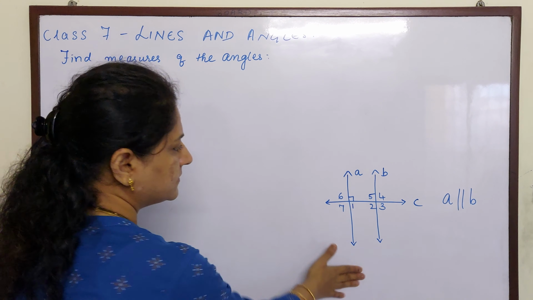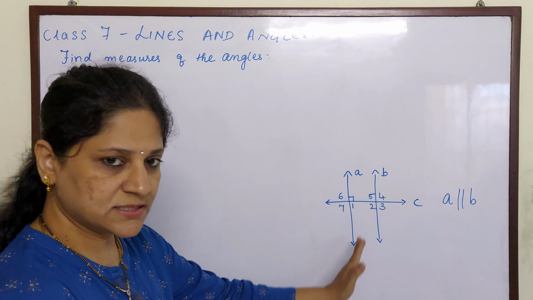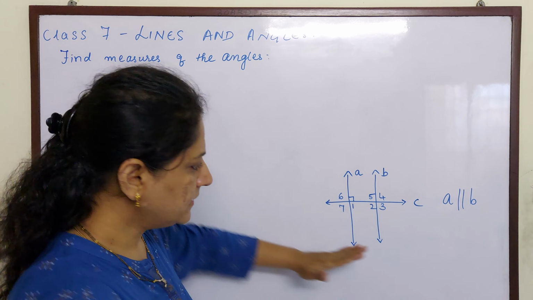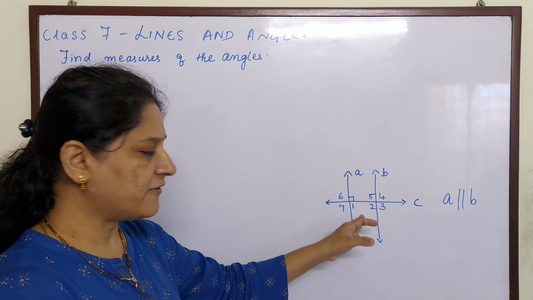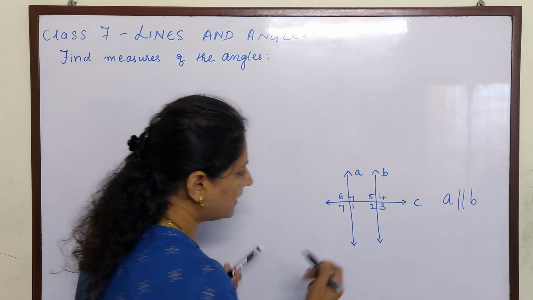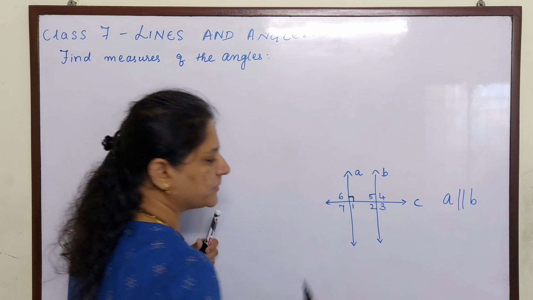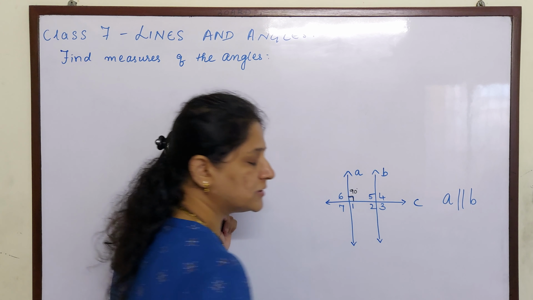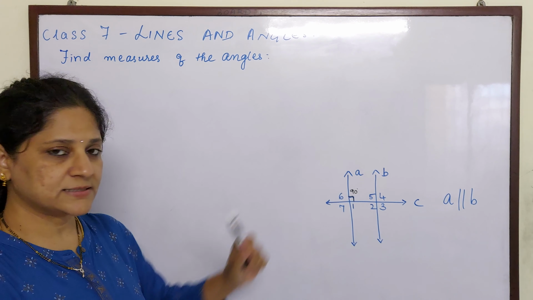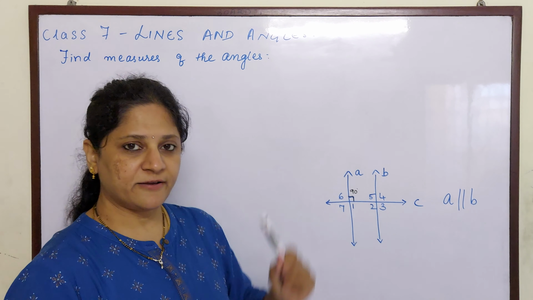Now here children, see the diagram is given like this. A is parallel to B and C is the transversal. They have asked us to find all the angles. They have put only this shape here. So what is this children? Yes, this is 90 degrees. They have given only one angle, that is 90, and we have to find everything else.